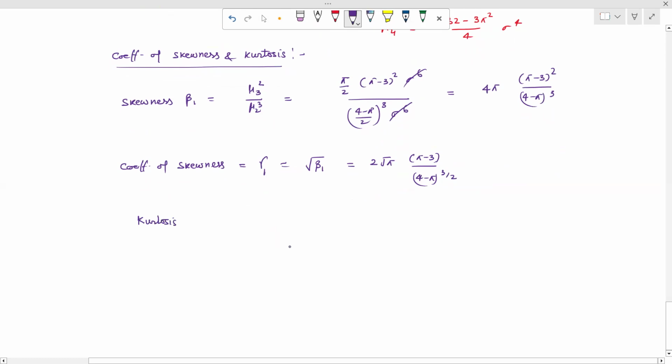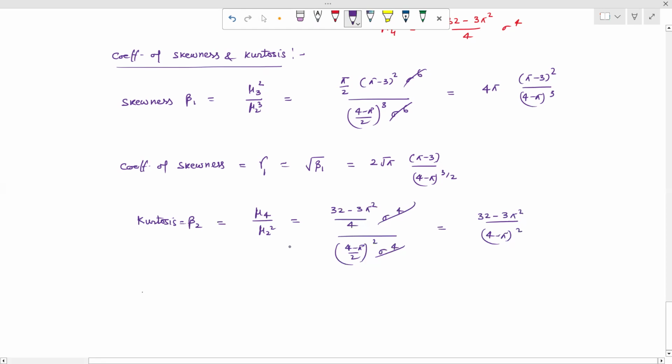So when we are going to calculate kurtosis, that is our beta 2, which can be formulated as mu 4 upon mu 2 square. So this can be written as (32 minus 3 pi square) upon 4 into sigma 4 upon mu 2 square, where mu 2 square means ((4 minus pi) upon 2) to the whole square into sigma 4. So sigma 4 and sigma 4 cancel, and this can be written as (32 minus 3 pi square) upon (4 minus pi) to the whole square.